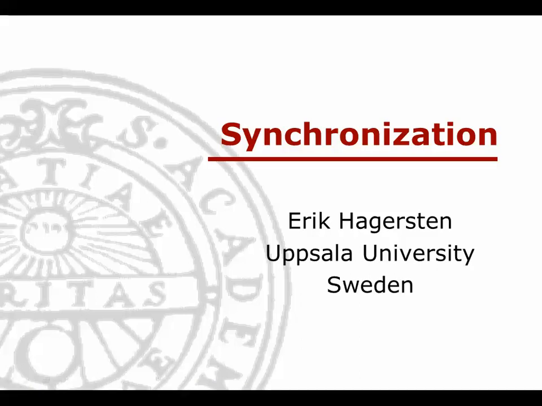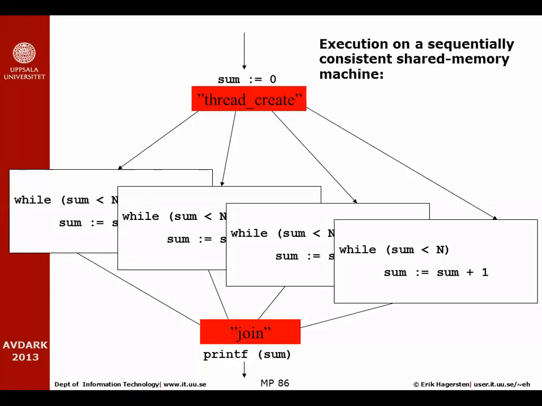So now that we understand coherence and memory models, we need a third primitive, called synchronization, in order to write really meaningful shared memory applications. First, we're going to look at an example where synchronization is not used.